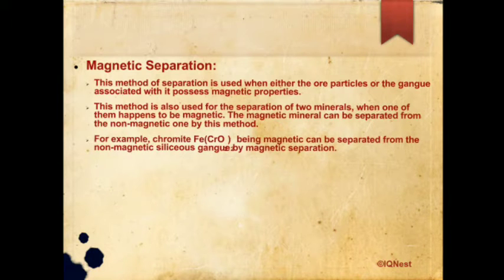The next point, an example for magnetic separation: chromite, that is chromite FeCr2O4, being magnetic, can be separated from the non-magnetic siliceous gangue by magnetic separation.